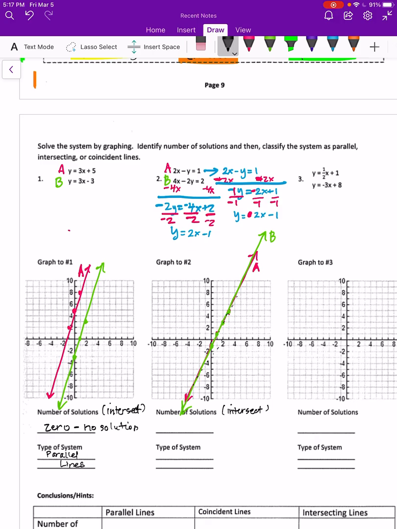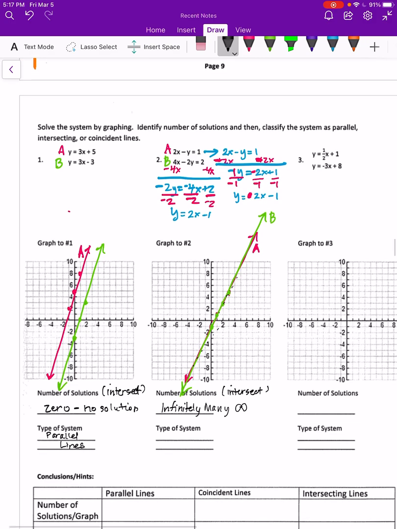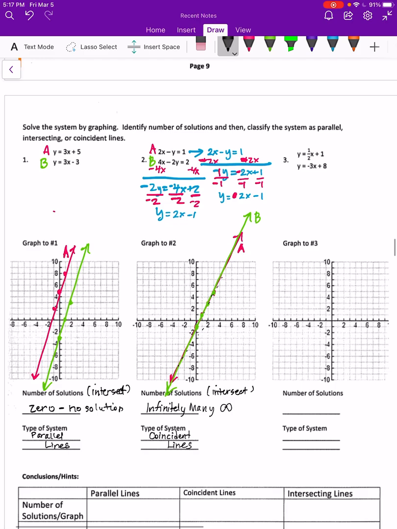So number of solutions, infinitely many. And of course, you could use that infinity sign if you wanted to. And the type of system, this is called coincident lines. Coincident lines. All right, last but not least, let's try these.